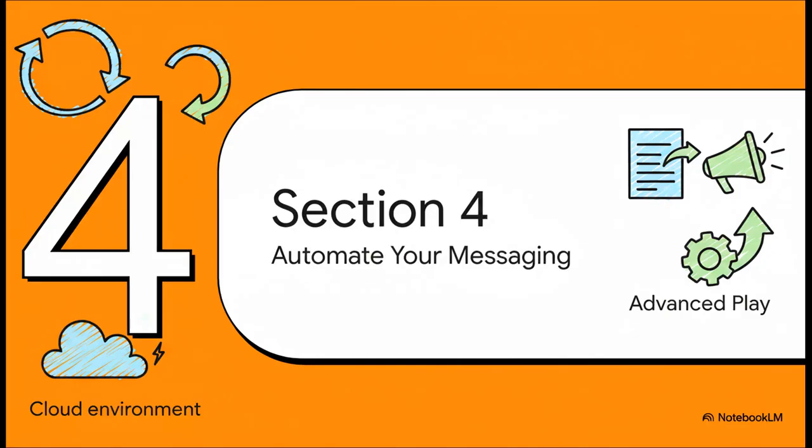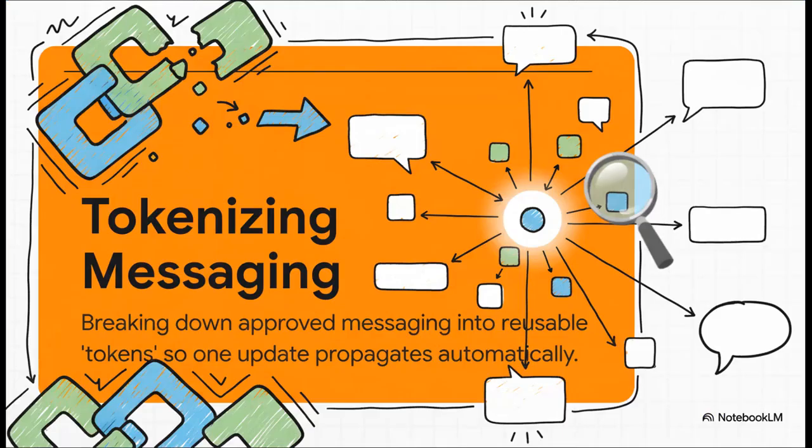All right, so for those of you who really want to take this to the next level, let's talk about how you can scale this whole system using automation. We're going to use a Microsoft 365 setup as an example, but really, the ideas here apply to pretty much any tech stack. The huge unlock here is this idea called tokenizing your messaging. It sounds technical, but it's simple. You just break down your approved copy into reusable little blocks, or tokens. So your official product tagline, that becomes a tagline token. And here's the magic. If you ever need to update that tagline, you change it in one place, and poof, it automatically updates everywhere it's used. The website, sales decks, you name it. One change, and it instantly goes everywhere.